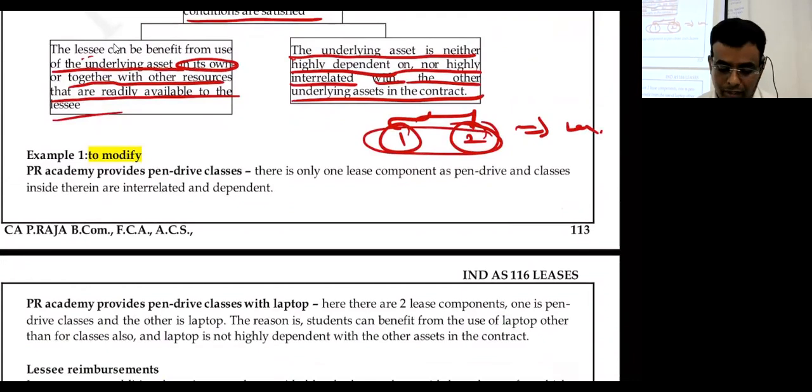Why? Because the lessee can benefit from the use of the underlying asset on its own or together with the resources that are readily available to the lessee. The pen drive: you can insert it in your mobile, OTG, or a laptop. You can benefit either on its own or along with readily available resources. Yes, why not? Next, neither highly dependent nor highly interrelated. The classes on the pen drive are interrelated. You should not separate. Do you agree with me?